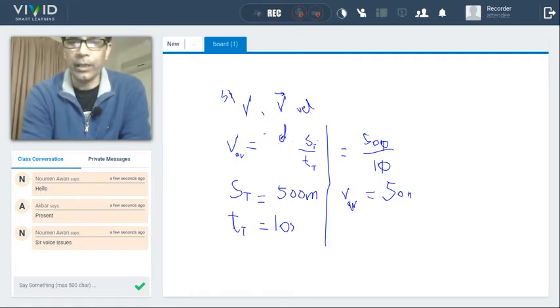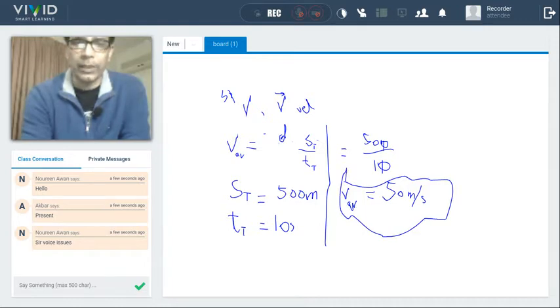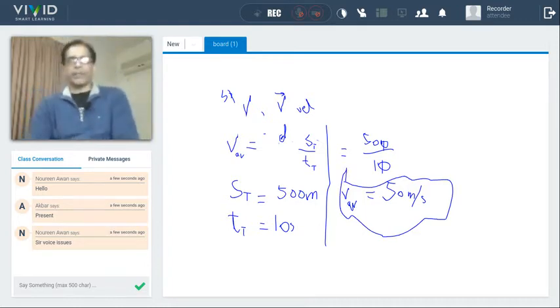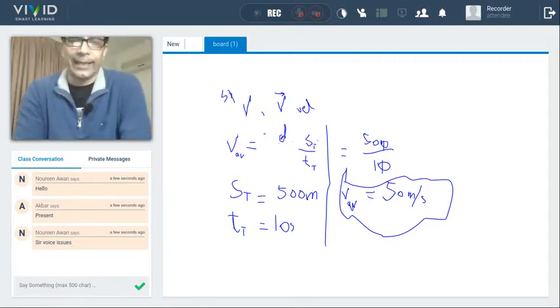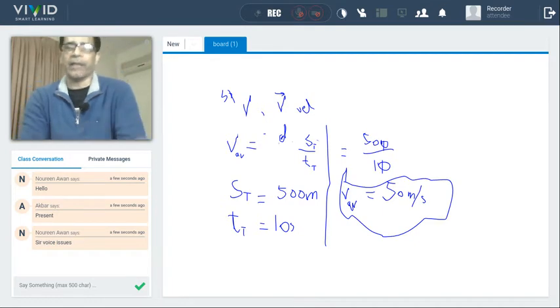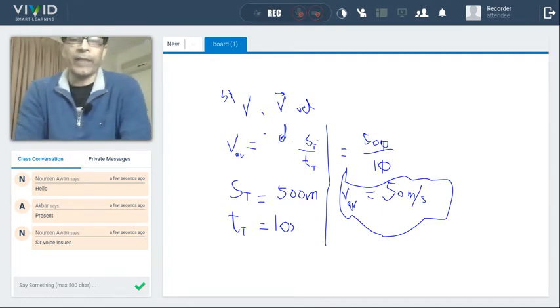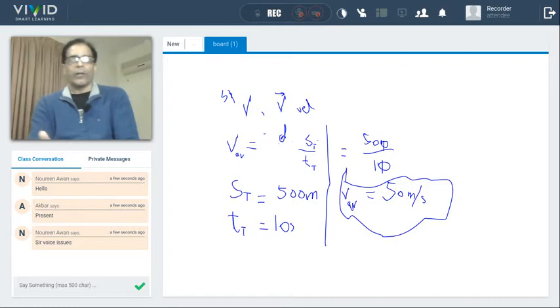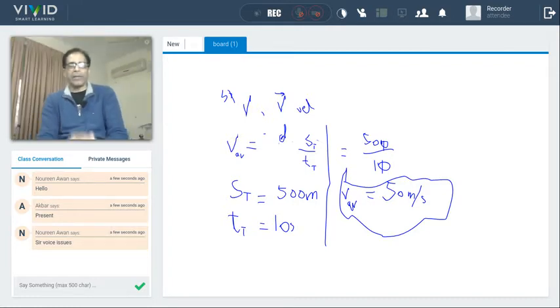50 meter per second. It means that the car has covered 50 meter distance in each second. Averagely, in each second, if it is covering 50 meter, then definitely after 10 seconds it will be covering 500 meters. So this is how you can find the average speed by using the formula total distance over total time.